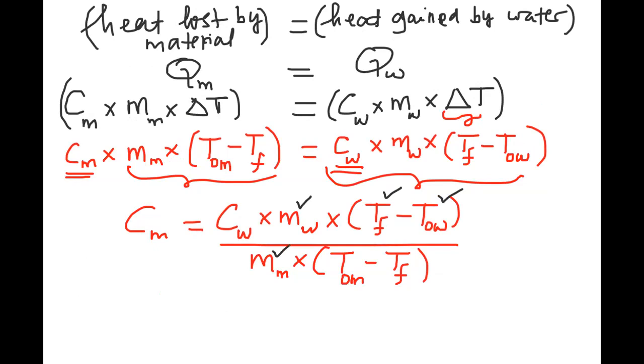Temperature, initial temperature of the metal. Yes, you have to know it. You have to heat the metal separately. Before you drop it into the calorimeter, make sure you know how hot the metal is. And final temperature is the equilibrium temperature.